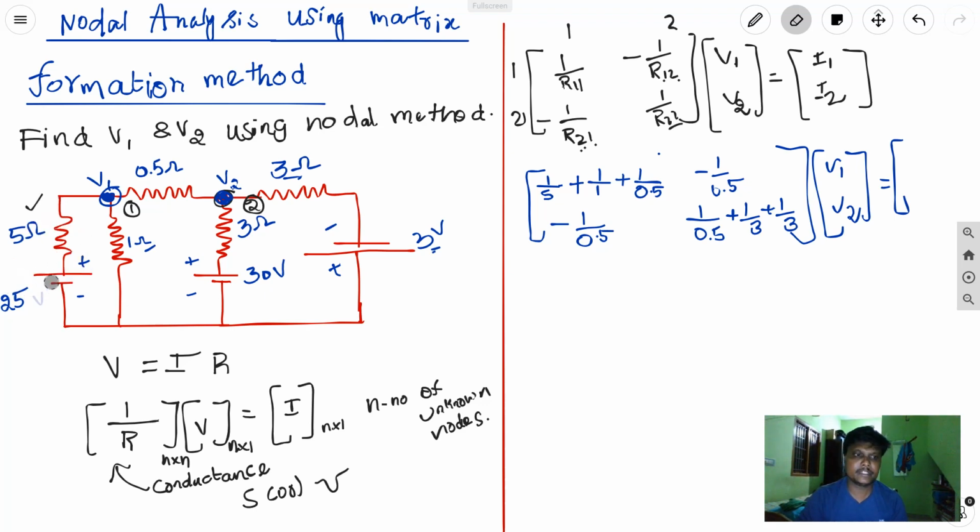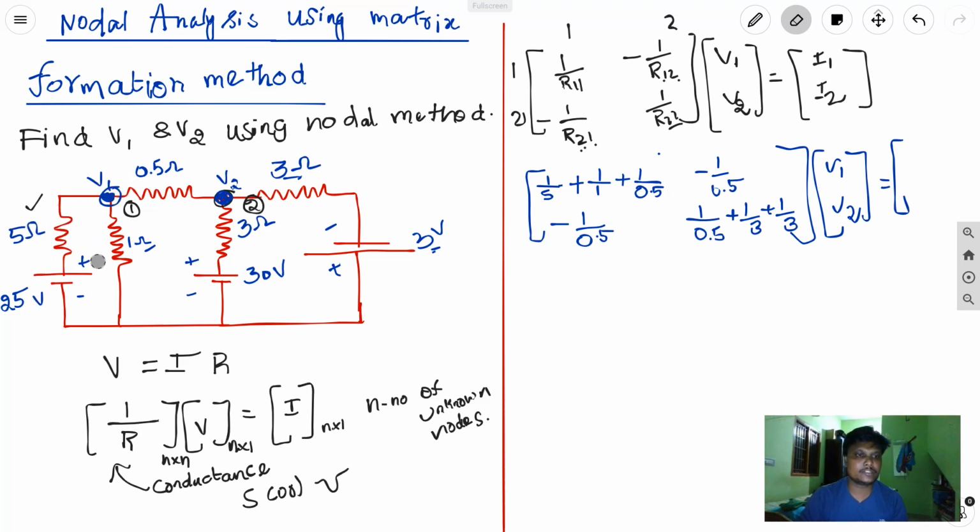As per the discussion we did in class, we can convert this voltage source into a current source, right? If you take this 25 volt as the voltage and 5 ohm as the resistance, we can get the current simply by V by R. So 25 by 5 will give the current, right? So the I1 current is 25 by 5.